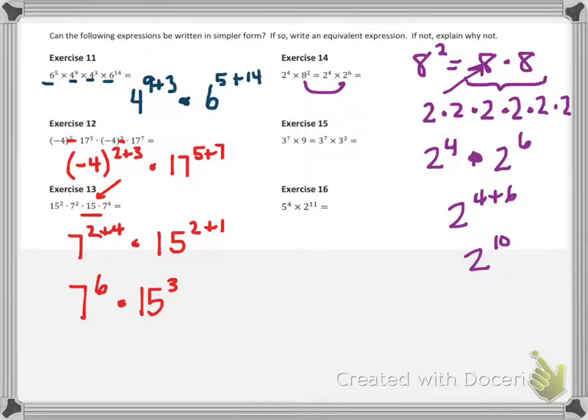Okay, so let's see. I've got 3 to the 7th times 9, and I could rewrite this 9 as 3 squared, and then I could say 3 to the 7 plus 2. Just adding our exponents there. All right, and then the last one, I've got 5 to the 4th power times 2 to the 11th power, and these I can't do anything with. These are not the same bases. So a base 5 and a base 2, and I can't multiply those exponents together, because the bases are different. All right, so let's move on.